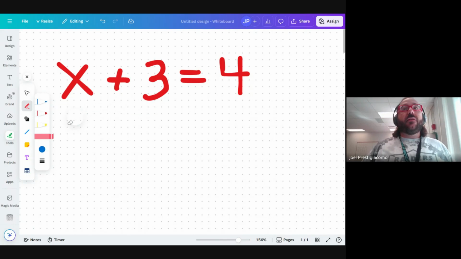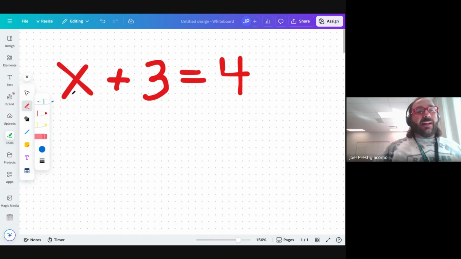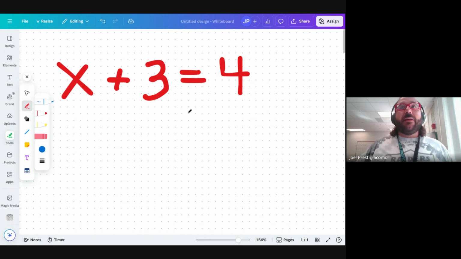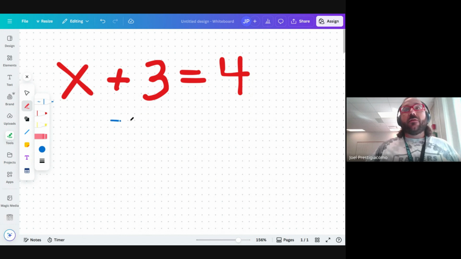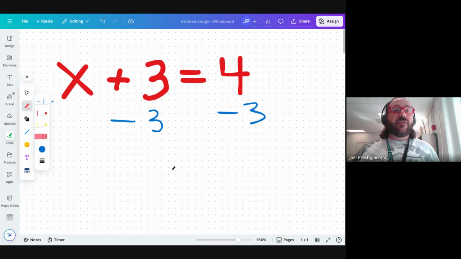And so what we want to do first each time is look at the number that is not attached to x, but a number that's being added or subtracted from it. And in this case, it's a positive 3. In order to get rid of that, in order to get x by itself, we have to undo a positive 3. And what that means is we're going to subtract 3. But in order to solve for this correctly, we have to do that to both sides of the equation.